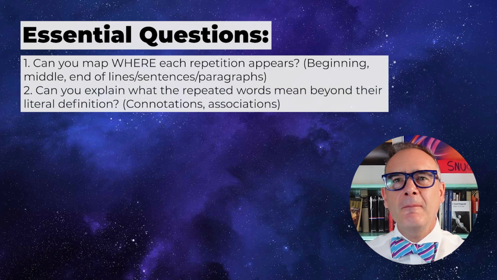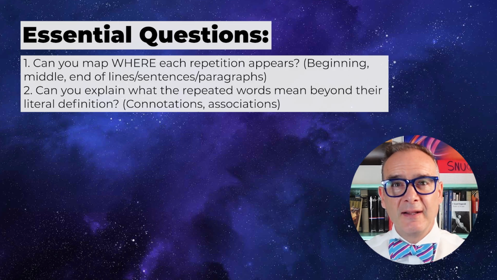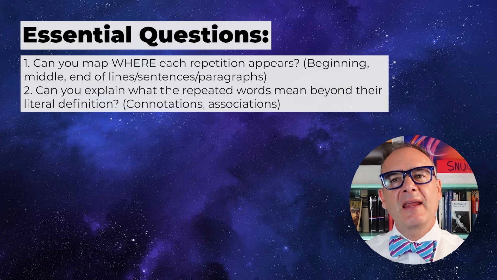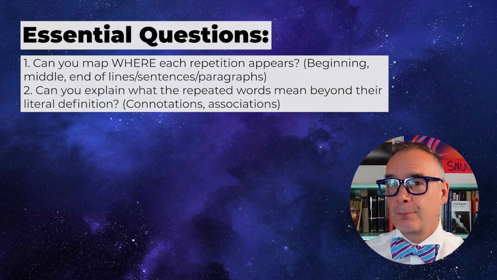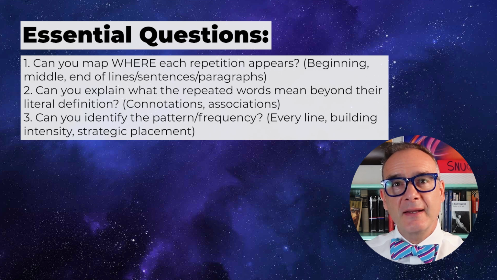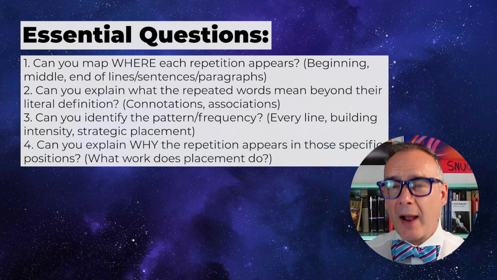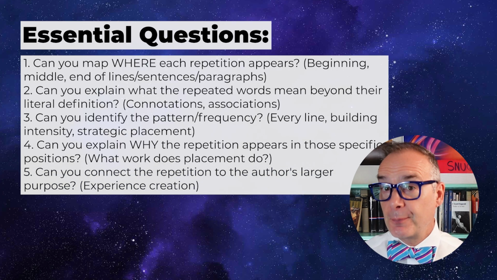2. Can you explain what the repeated words mean beyond their literal definition? If you can't, in your head start thinking beyond very tired and very sad, and start thinking about connotation and associations, or you're not going to be able to write about this particular repetition. 3. Can you identify the pattern and the frequency? Is it in every line? Does it build intensity? 4. Can you explain why repetition appears in these specific positions? Question 5, can you connect the repetition to the author's larger purpose?